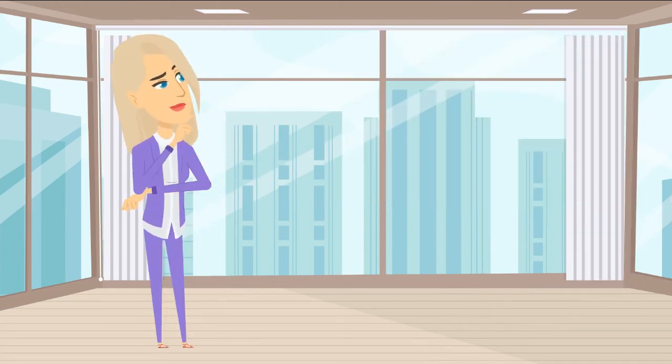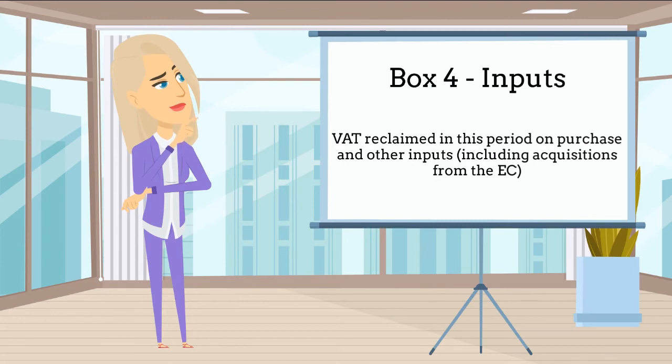So how might this look on a VAT return? If we have a look at box 4 first, box 4 is for all the VAT reclaimed in this period on purchases and other inputs, including acquisitions from the EC. So it includes tax on acquisition of goods from other EU member states and errors below the error correction threshold on the previous returns. It should also include VAT due on zero-rated services from other EU member states. And this will be the same amount that's included in box 1 for those zero-rated services.